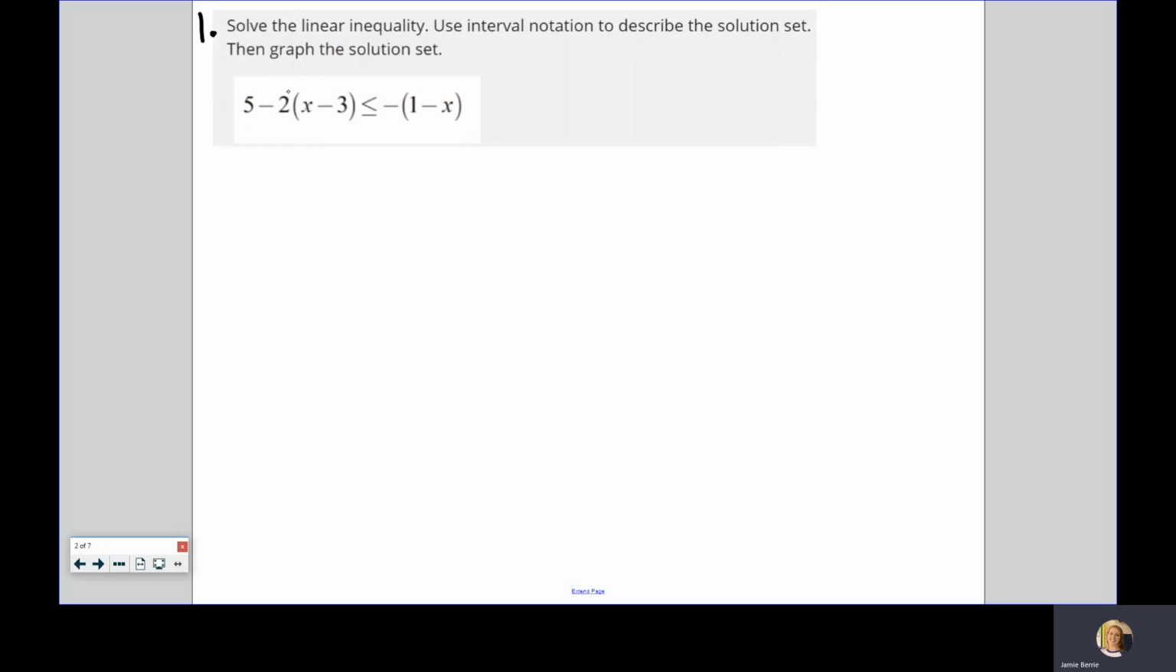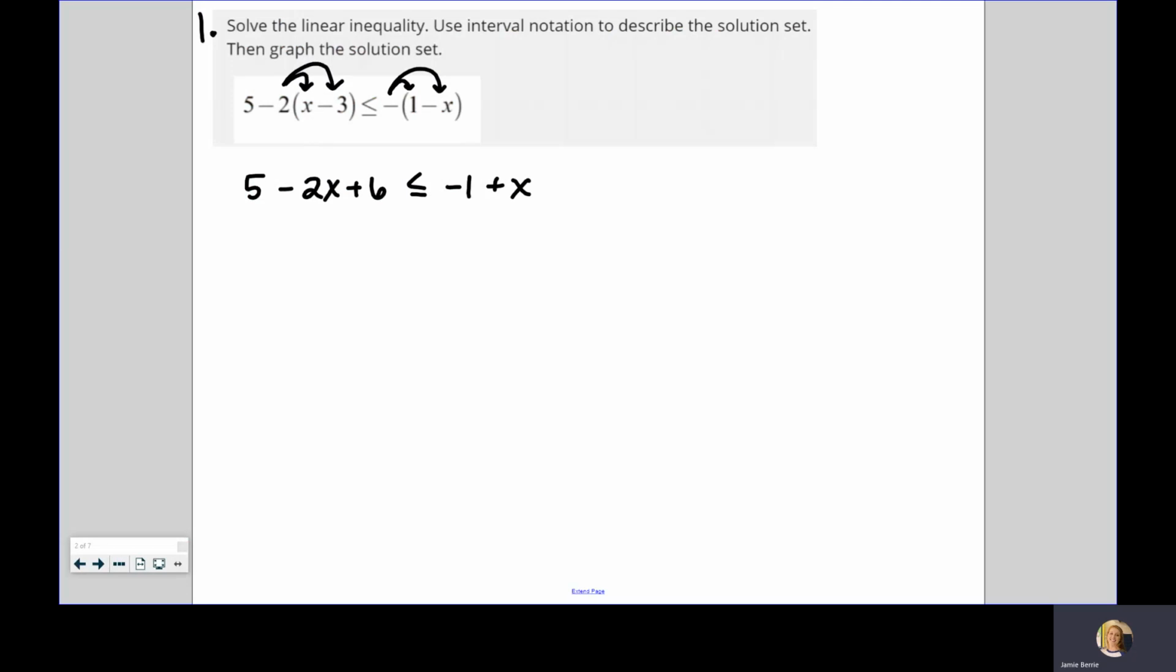So the first thing that we're going to need to do here is go ahead and multiply through by negative 2 on the left-hand side. And then we can go ahead and distribute that negative on the right-hand side. All right, so we're just simplifying, and then we will combine like terms. So that's going to be negative 2 times x is negative 2x. Negative 2 times negative 3 is positive 6, less than or equal to negative 1 plus x.